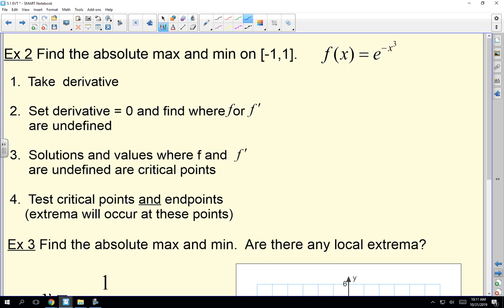We're going to graph this function. We'll talk about the domain of the function, and we'll talk about if there are any places where f is undefined. And then we'll take f prime and see if there are any places where that's undefined. So set the derivative equal to 0, find where f or f prime are undefined. And those are the critical values, critical points. So anywhere where the derivative is 0 or where these are undefined, we're going to call those critical points.